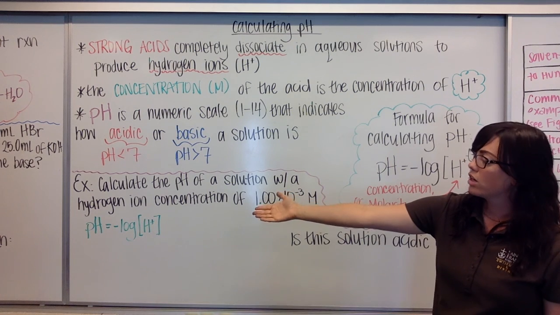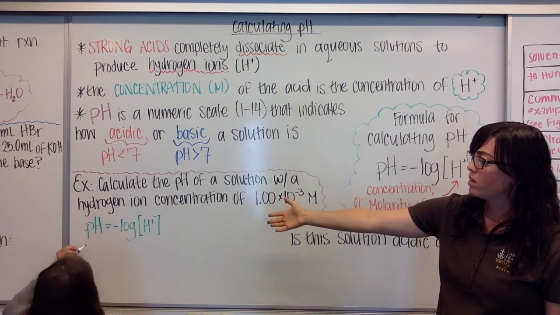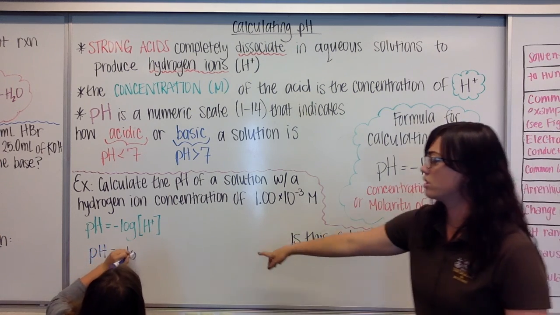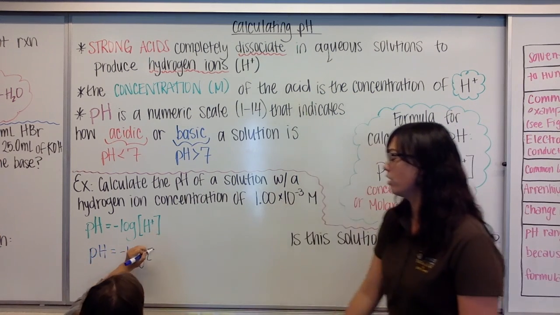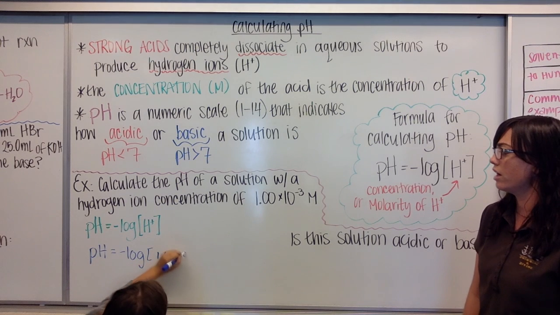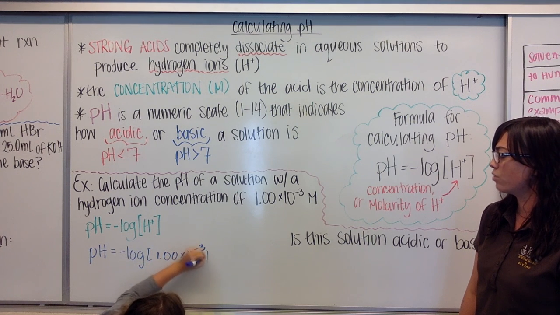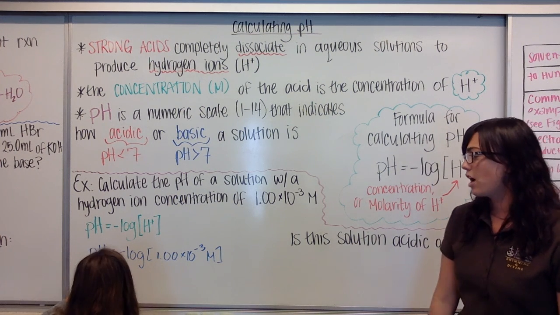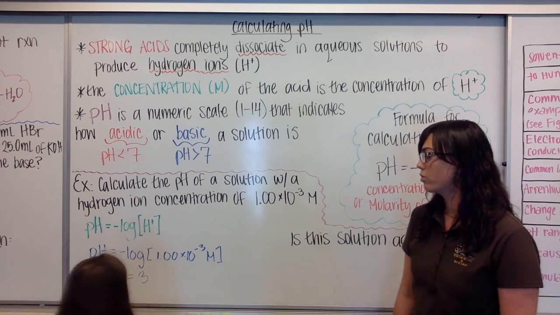So what we have right here is our new formula that we learned: pH equals negative log of our hydrogen ion concentration. So I just plugged the molarity in right there, 1.00 times 10 to the negative 3 molar. And you plug that into your calculator, and pH actually is going to be equal to 3.